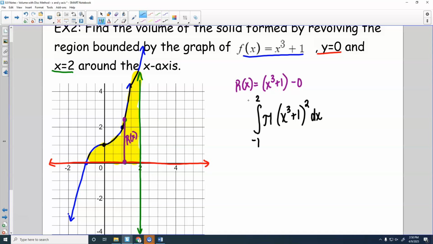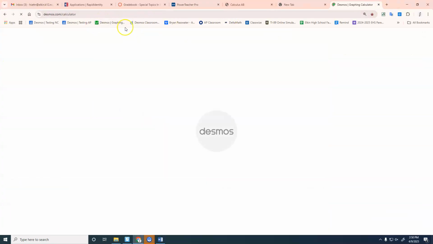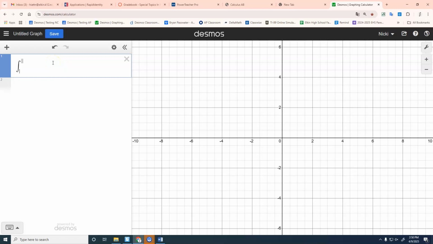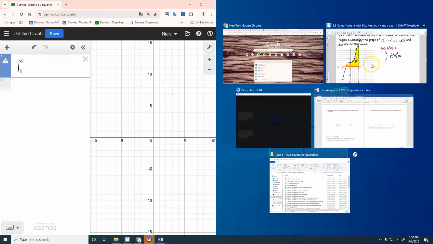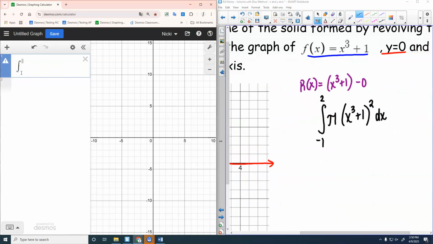And for the sake of time, I'm going to type this into Desmos so that we don't have to spend an extra long time. It's not that bad to do by hand. And so if we type that in, we're getting 90.882, whatever units we have there.